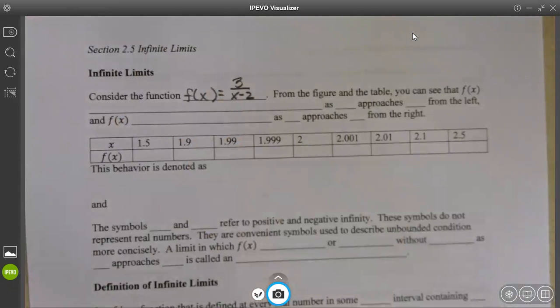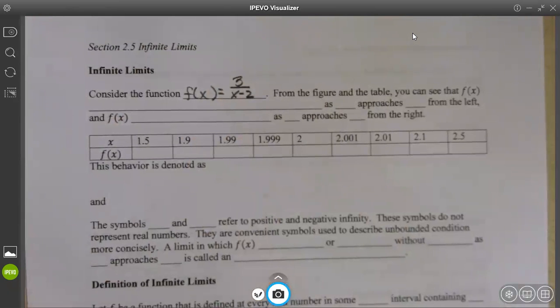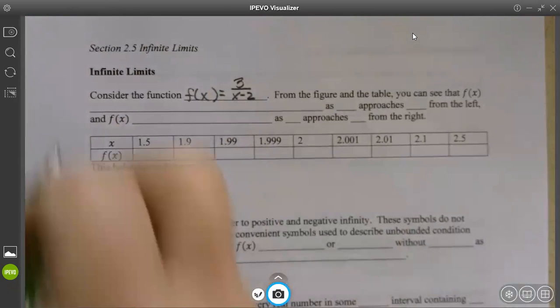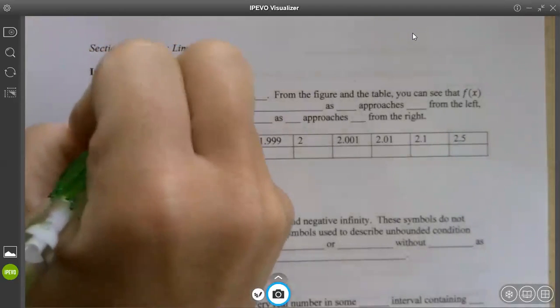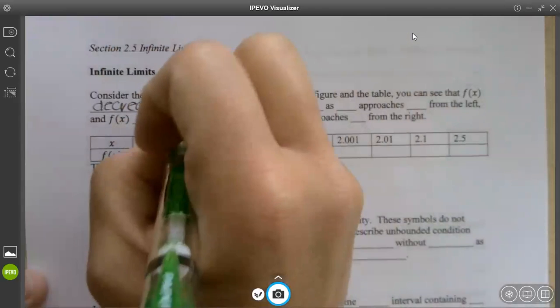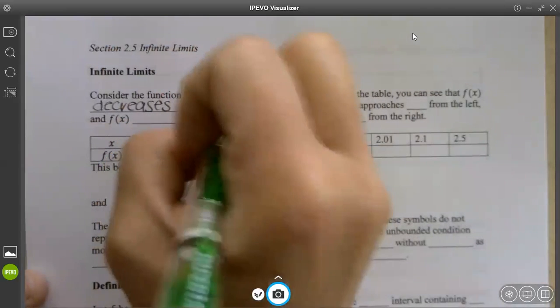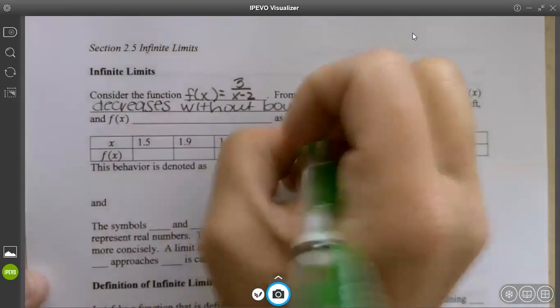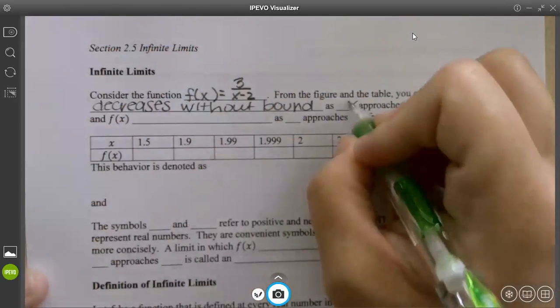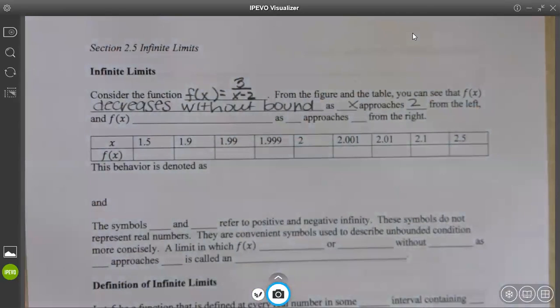You're so good. From the figure and the table, you can see, and we'll do the table in just a minute, and I didn't put the figure on there, but you guys can check that out. It's at the very beginning of 2.5. You can see that f of x decreases without bound as x approaches 2 from the left.